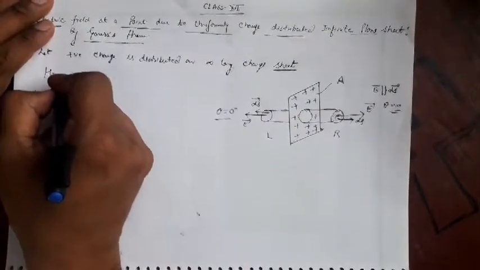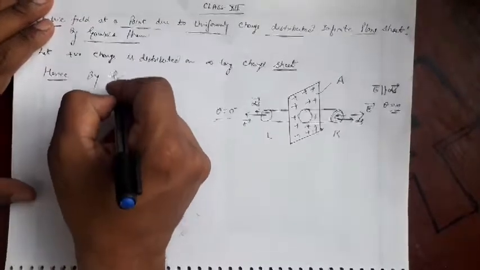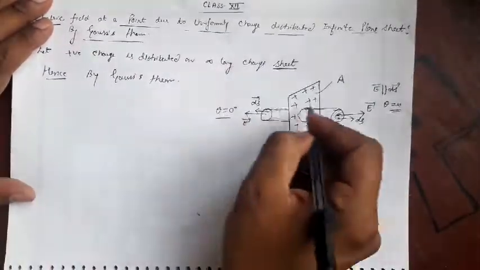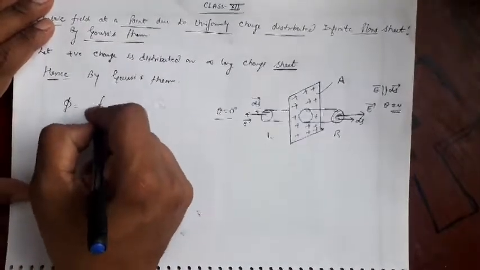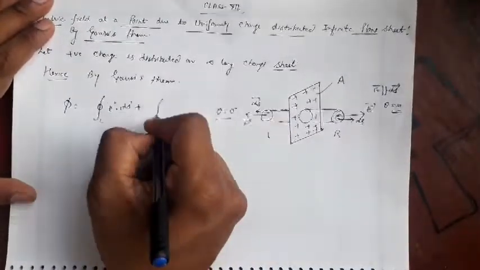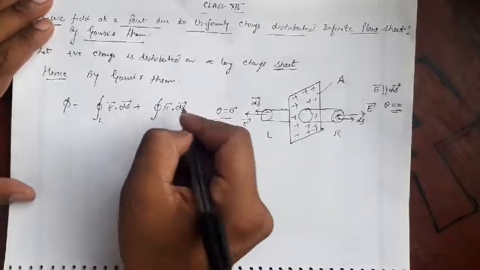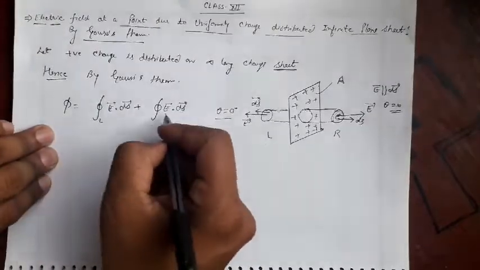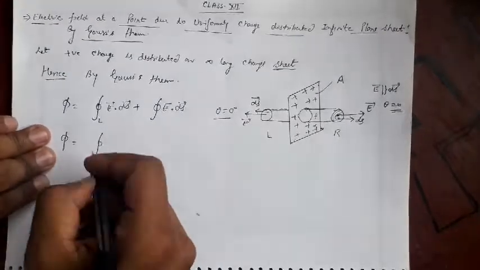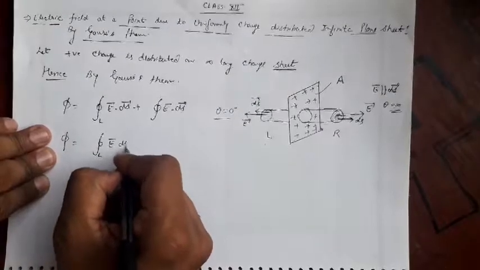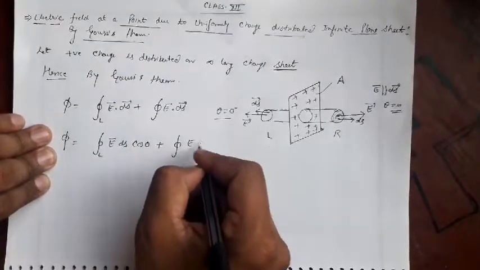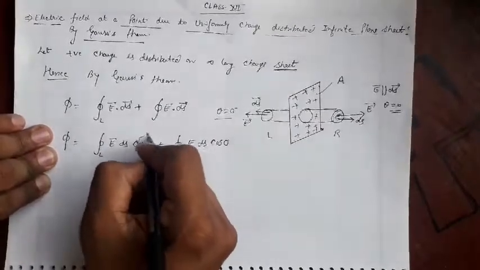Hence by Gauss theorem, total flux phi is equal to flux of left side E dot dS plus flux of right side. तो डॉट प्रोडक्ट ओपन करते हैं तो E dS cos theta आएगा. Theta both of them will be 0 degree. Then integration E dS cos 0, and cos 0 is 1.